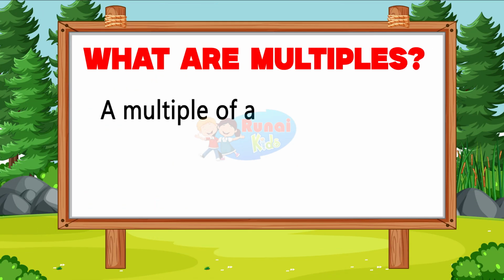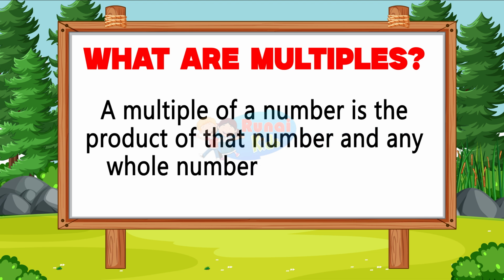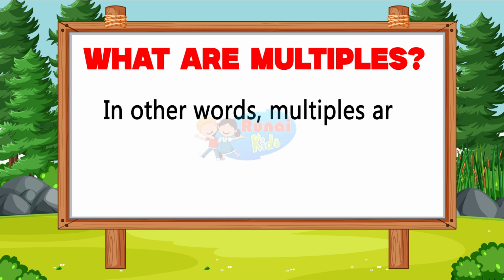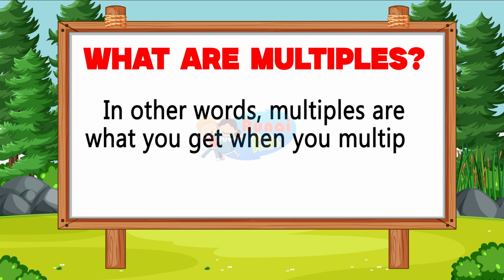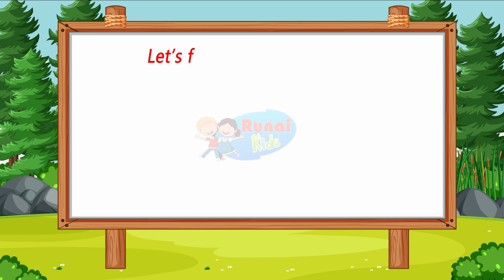What are multiples? A multiple of a number is the product of that number and any whole number like 0, 1, 2, 3 and so on. In other words, multiples are what you get when you multiply a number by 1, 2, 3 and so on. Let's find the multiples of 6.